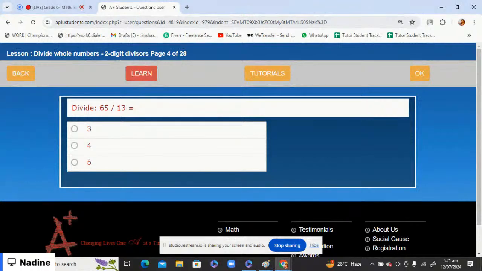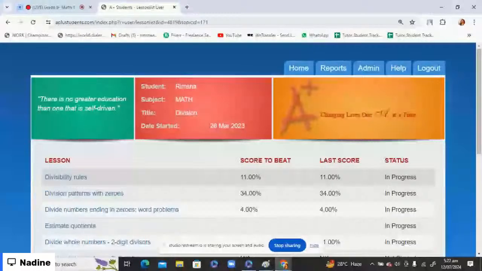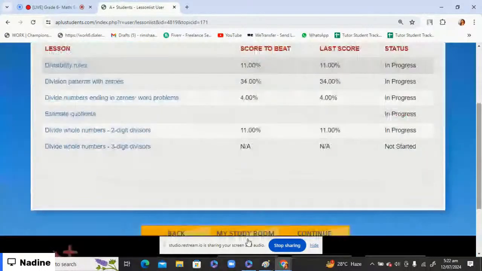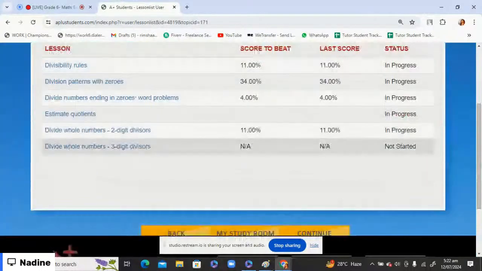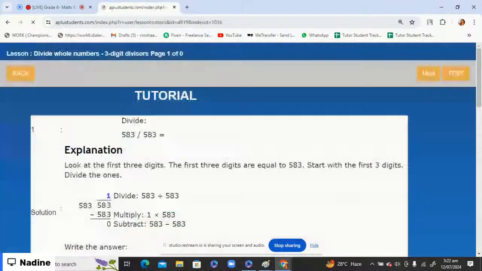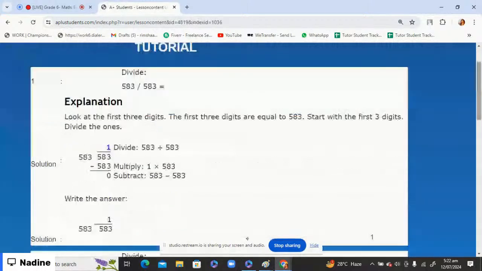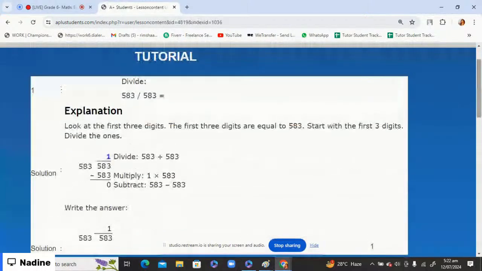Solve the rest of the questions by yourself related to this one. So divide whole numbers up to 3 digits. Okay, this is just like the previous one. There were just two digits involved. Now here 3 digits are involved now. Okay.